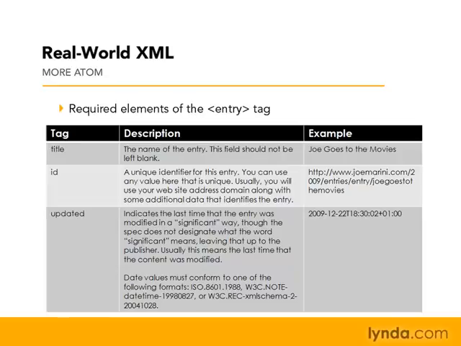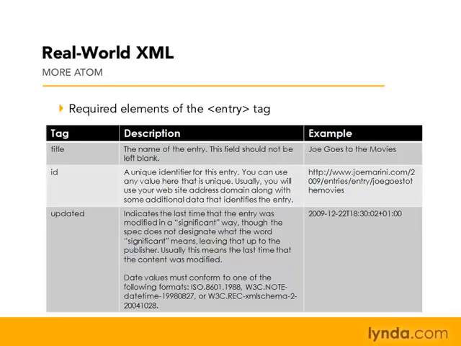And the updated tag, just like the feed tag, indicates the last time that this entry was modified in a significant way. And again, the spec leaves it up to the publisher to determine what significant means. So for example, if you fixed a typo, that's not necessarily significant, so you wouldn't need to update the date there. And again, dates here have to conform to the formats that the feed updated tag needs to conform to.